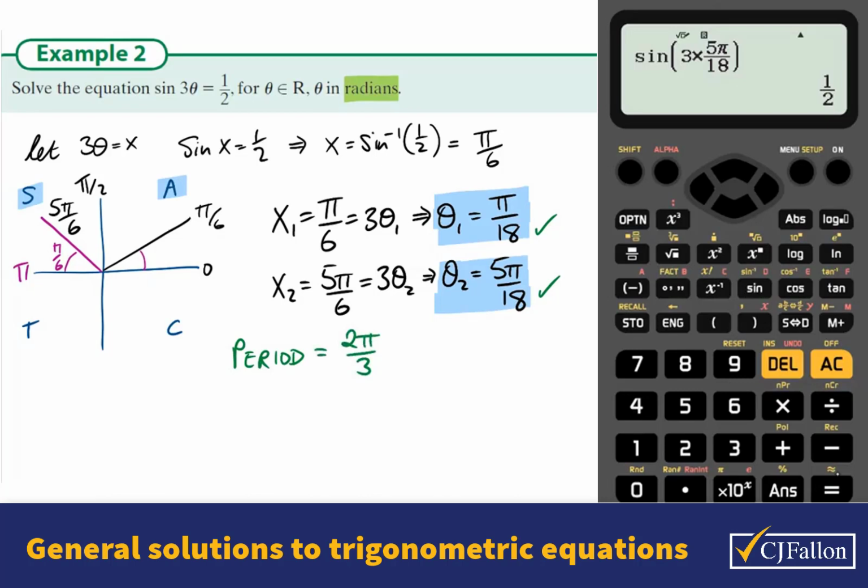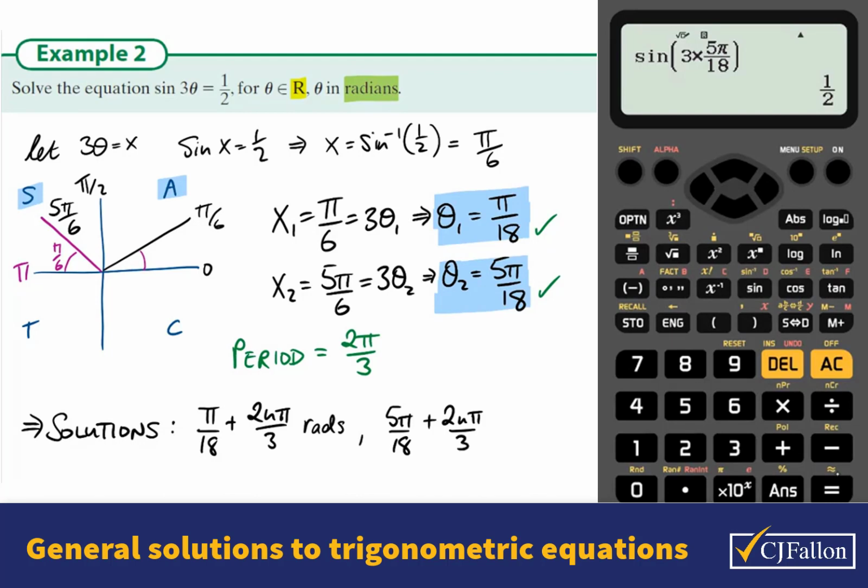Each of these solutions repeat themselves every period, every 2 pi over 3. So the general solutions are the infinite solutions to this equation. One of them is the pi over 18 repeating itself every 2n pi over 3, where n is an integer, any whole number, positive or negative. And the other solution is 5 pi over 18, which repeats itself also every 2n pi over 3, where n is an integer. I probably should clarify that n is an integer. So these are the solutions.